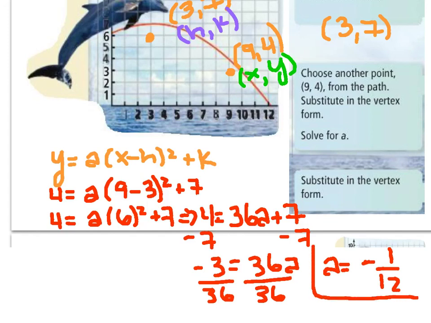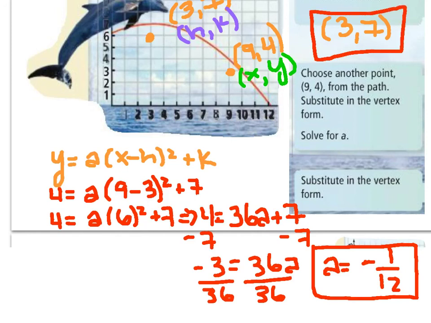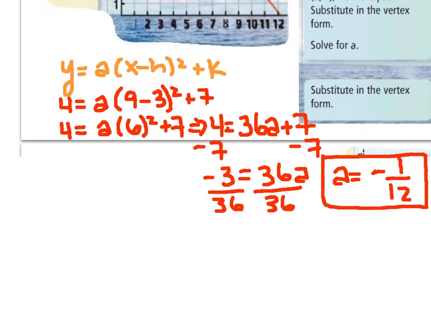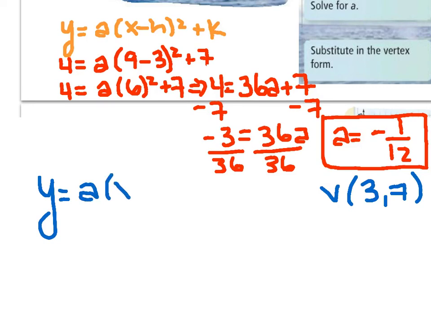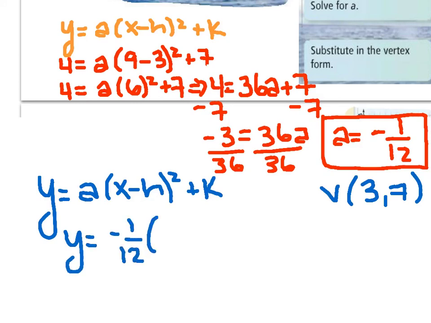So if I know the value of a, and I know the value of my vertex, 3, 7, then that's enough information to go ahead and write the equation of my parabola in vertex form. So that's exactly what I'm going to do. a is -1/12. My vertex was 3, 7. So using this formula and plugging everything in, I get y equals, a was -1/12, (x minus, well, h was 3) squared, k was 7. And that's it.